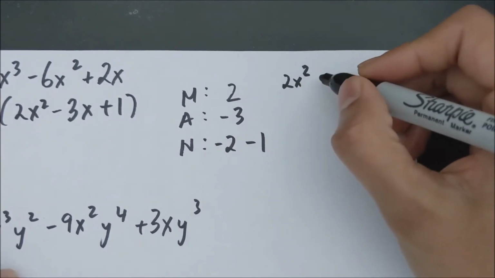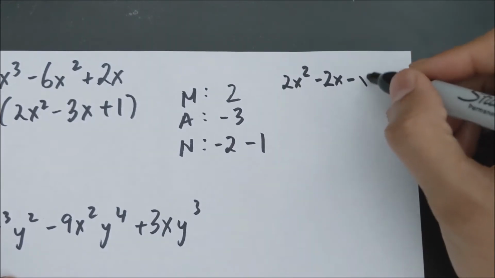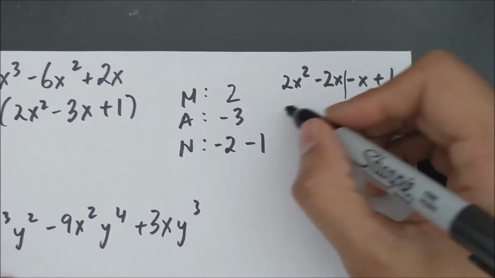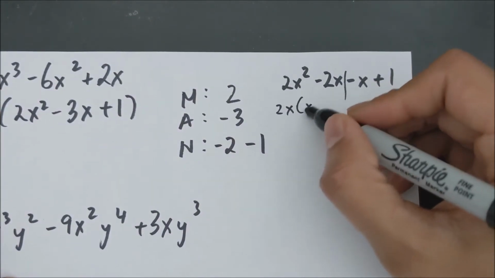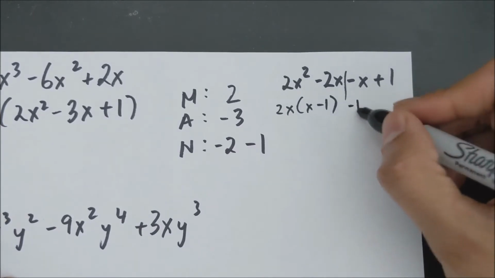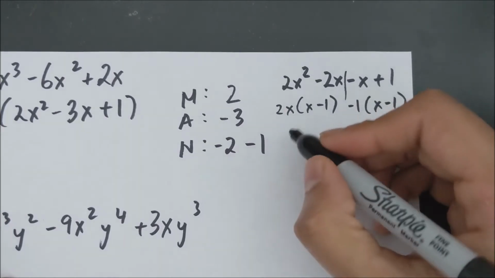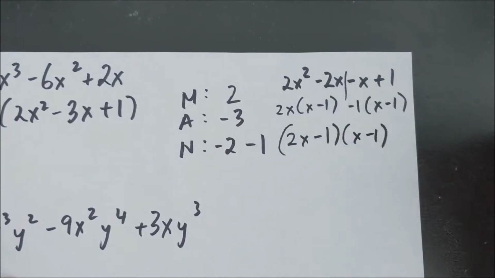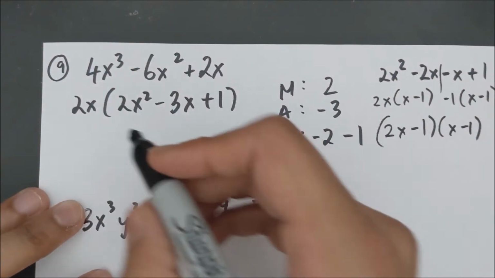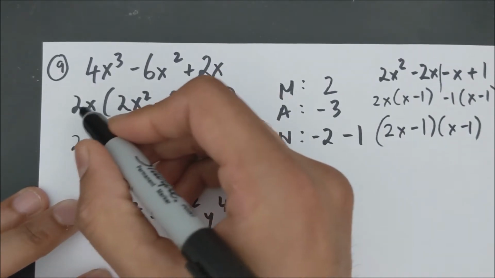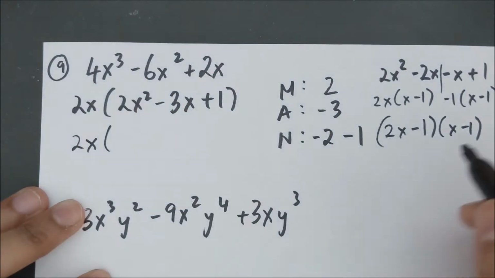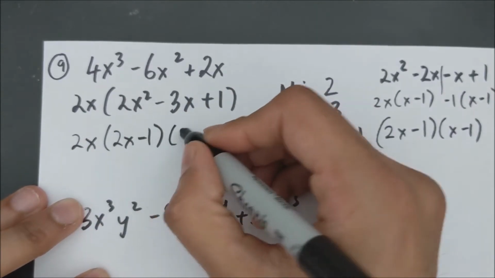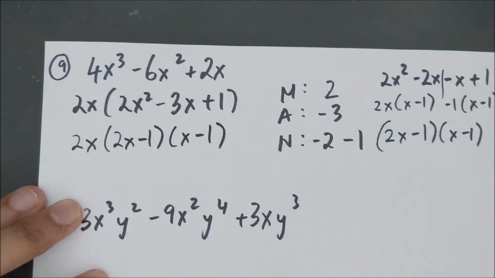So 2x squared minus 2x minus x plus 1. My common factor here is 2x, x minus 1, and over here minus 1, x minus 1. So 2x minus 1, x minus 1 is the solution for that. I'm going to come and write it in here. Don't forget to put the initial 2x which you common factored out. Then that solution 2x minus 1, x minus 1.